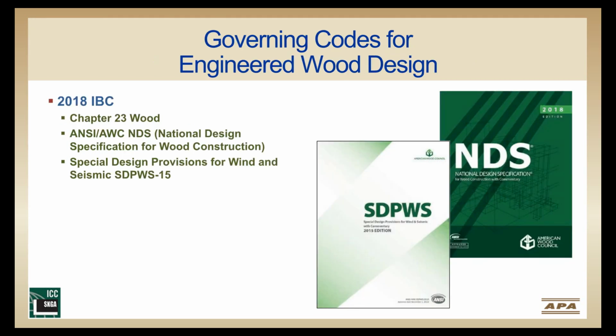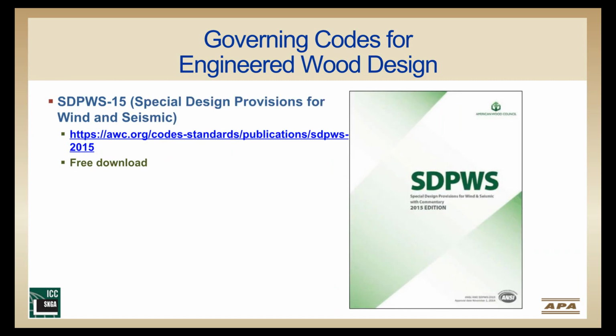Chapter 23 of the IBC provides minimum requirements for the design of buildings and structures that use wood and wood-based products. Section 2305 requires structures using wood frame shear walls or wood frame diaphragms to resist wind, seismic, or other lateral loads to be designed and constructed in accordance with AWC special design provisions for wind and seismic, which I'll likely refer to as SDPWS throughout the presentation. SDPWS is available as a free view-only download on the American Wood Council webpage shown here, so you can go to awc.org and download a copy of this for your own use.